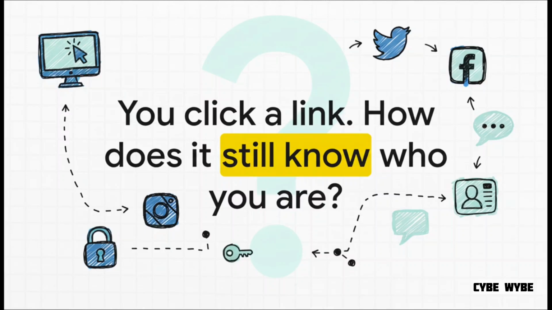So picture this. You log into your favorite website, you click on your profile, then you jump over to your messages, then you check out a friend's page. The whole time, the website just knows it's you and never asked you to log in again. How in the world does that happen? How does it remember who you are from one click to the next?